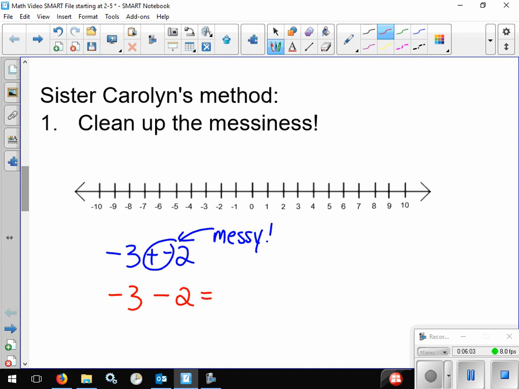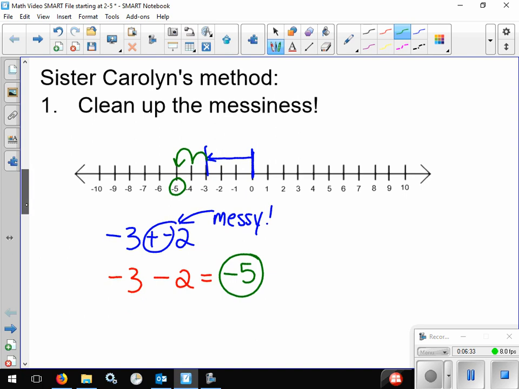Clean up the messiness. And I use this number line to show you what I mean. We start at 0 still. We go to -3. Then I'm going to subtract 2, just like I did before. 1, 2. And I still get the same answer of -5. But I've cleaned up the messiness. It just makes it a little bit easier and a little bit neater, and so there are fewer signs or operations running around. I find that to be less confusing for people.